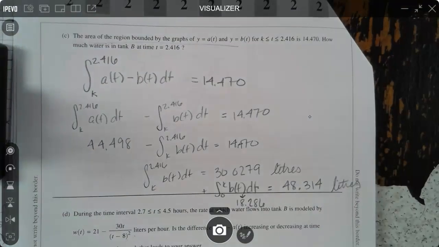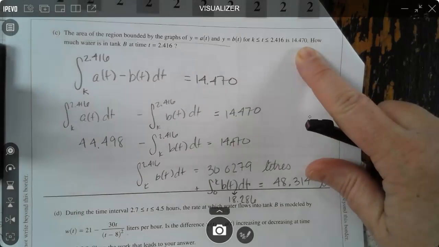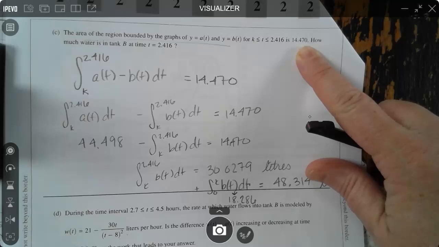It's 831. Area bounded by the graphs of y equals A of t and y equals B of t between these two values is 14.470. How much water is in tank B? So what I did, that they gave that to you. It's just what you have to set that equation equal to.